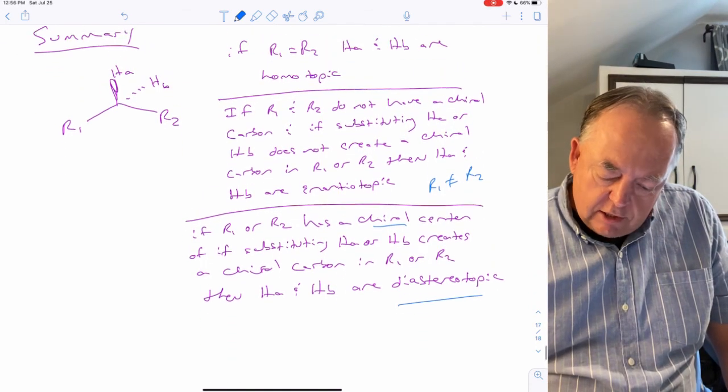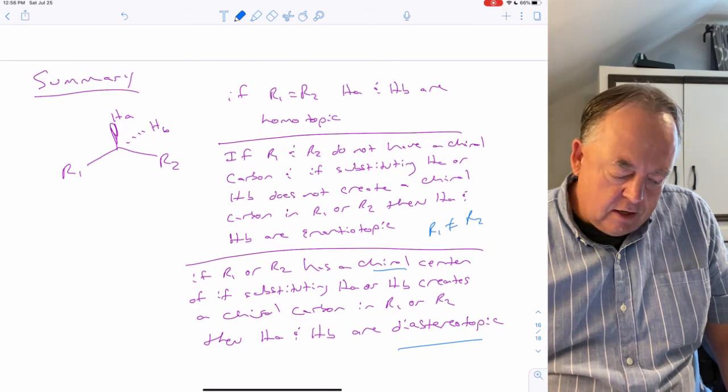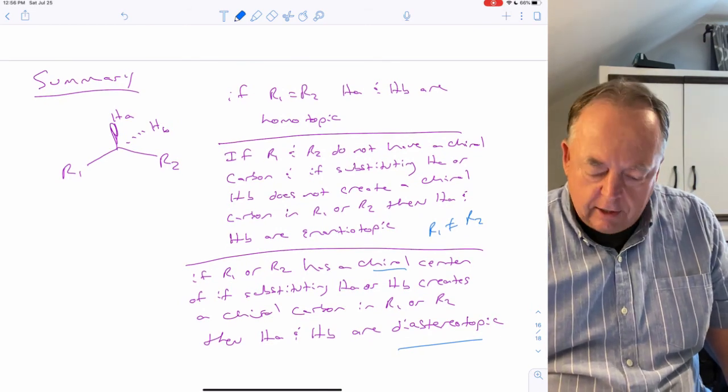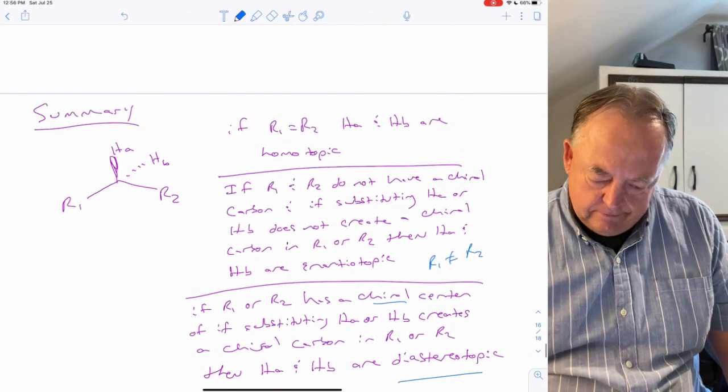So that's something you always have to look out for when you're doing NMR, whether you have diastereotopic hydrogens or not, because that's going to complicate the NMR. Okay.